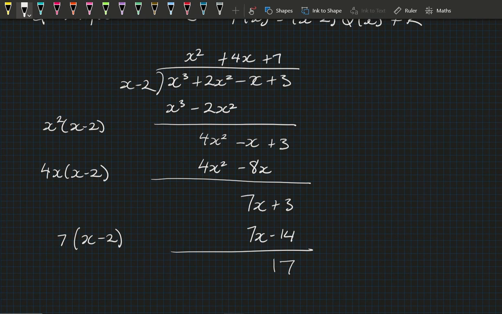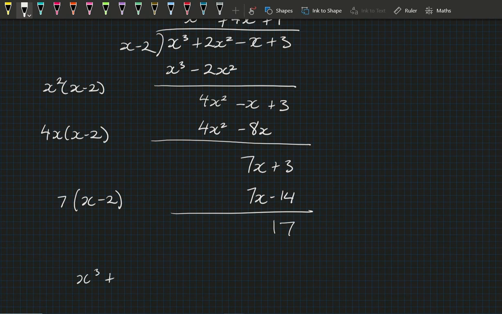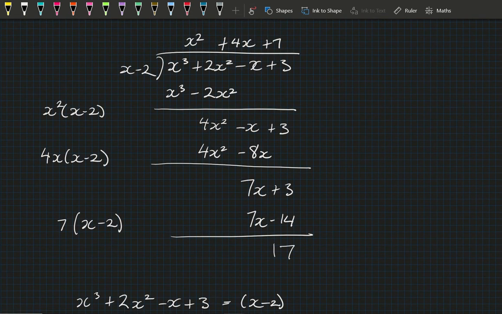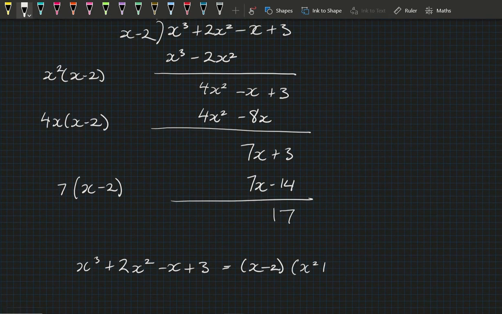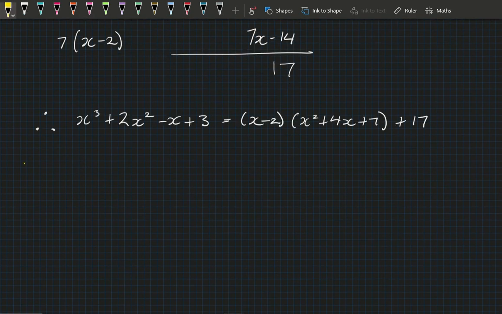So we've got x cubed plus 2x squared minus x plus 3 is equal to the divisor times the quotient, which is x squared plus 4x plus 7, and plus the remainder. So that's our answer. Now a pro tip here is you can still check this. People always make mistakes, but people who really understand it know how to check things, all right?